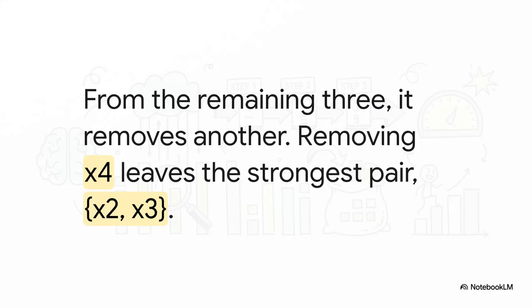Okay, now we're down to 3 features. The sculptor does the exact same thing again. Of these 3, which one can I remove to leave behind the strongest possible pair? And the answer is to remove feature X4. That leaves us with the most powerful duo left standing, X2 and X3.